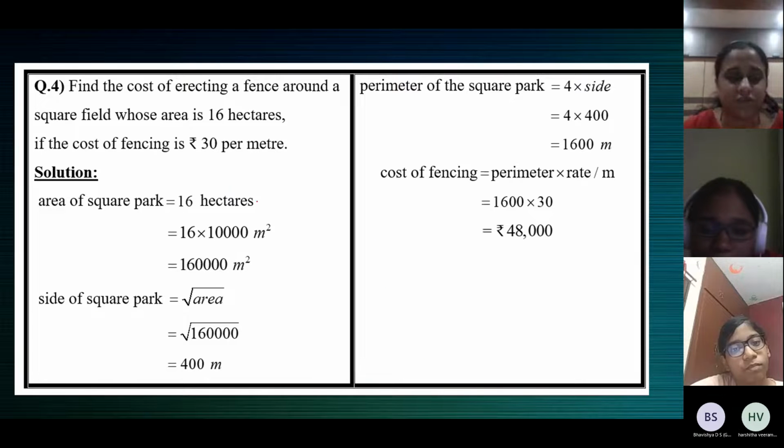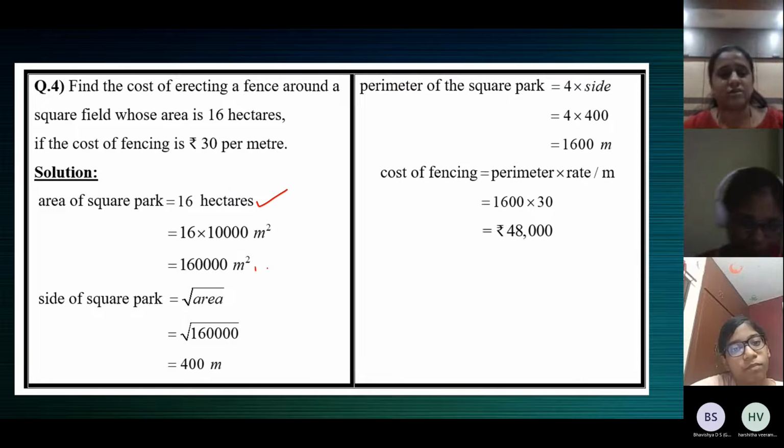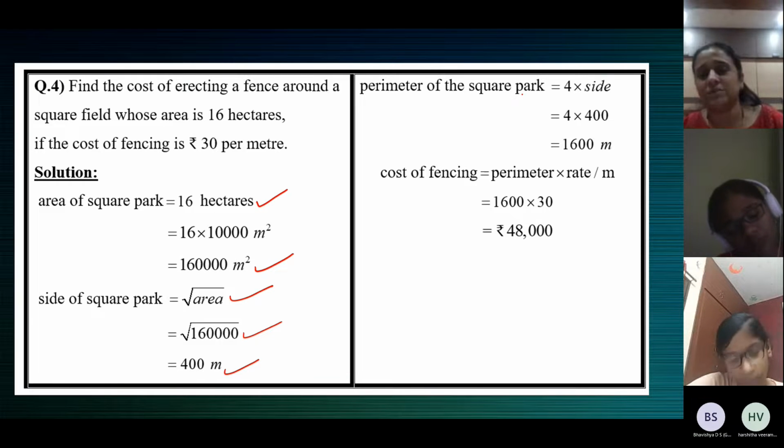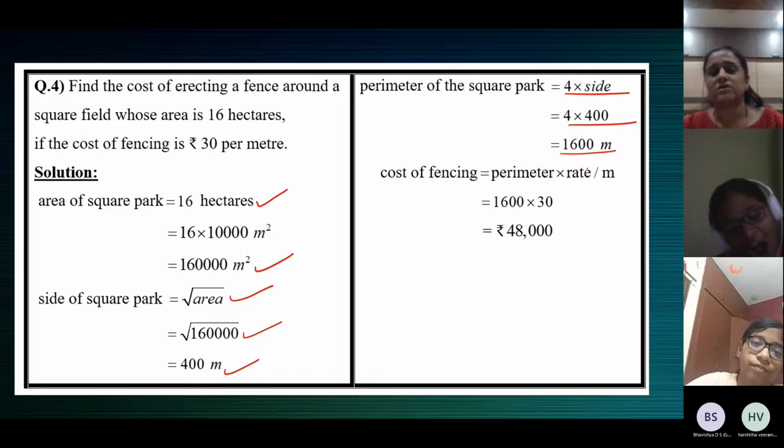Okay, so first convert the area in hectares to meter square. Then the side of the square park is the square root of the area. So the square root of 1,60,000, which is 400. Now, once you find the side, it's easy to find the perimeter. Perimeter is 4 into side. 4 into 400, 1,600 meters. So now you found the perimeter.